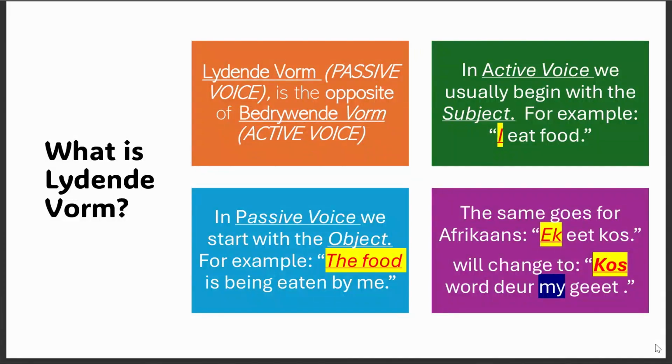So now I'm giving you the same sentence here in Afrikaans, applying the same rule. Ek eet kos, I eat food, will change to kos word deur my geëet. Now just imagine that there is a deelteken on top of the second E. I couldn't find it on my laptop keyboard. But just imagine that there is one there. So kos is the object that we're starting the sentence with, and then you complete the rest of the sentence. So active voice, we start with subject. Passive voice, we start with the object.